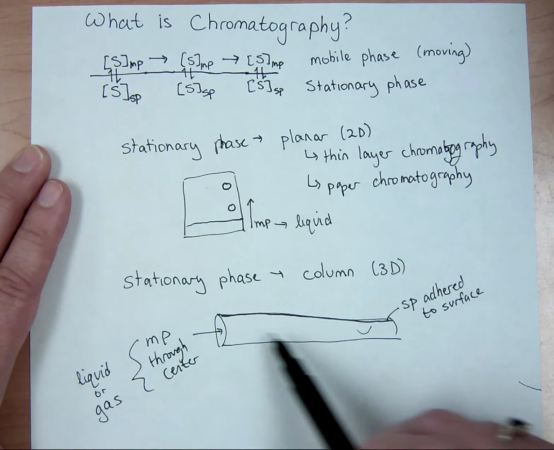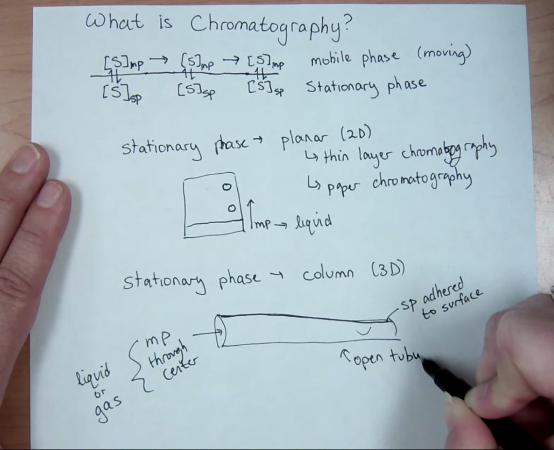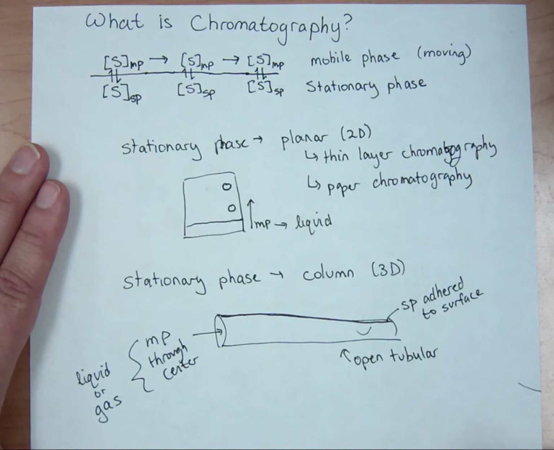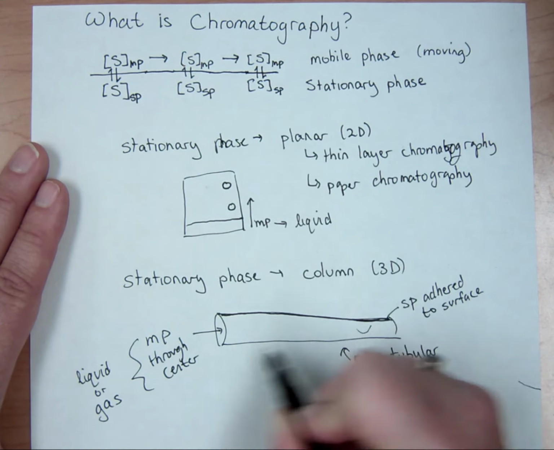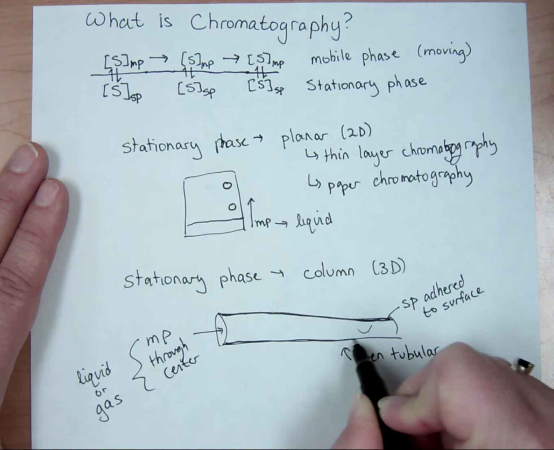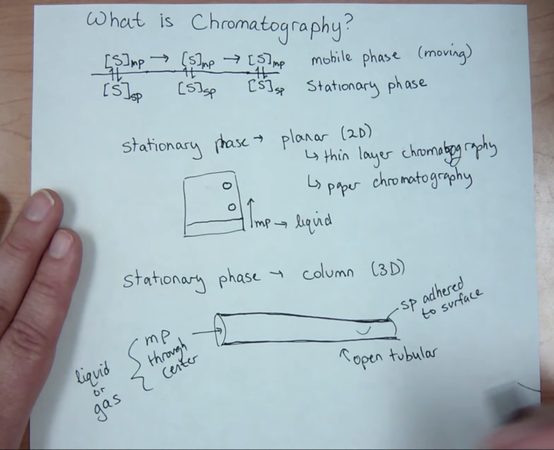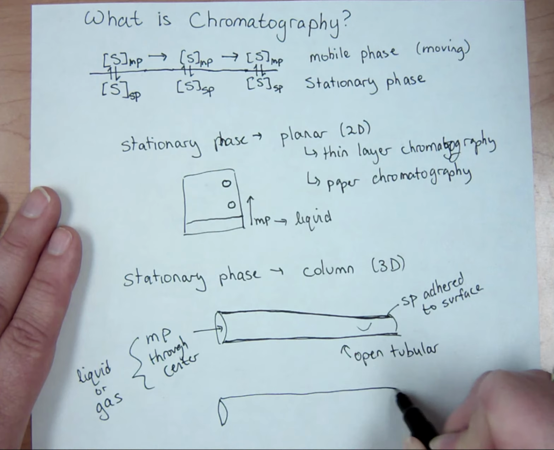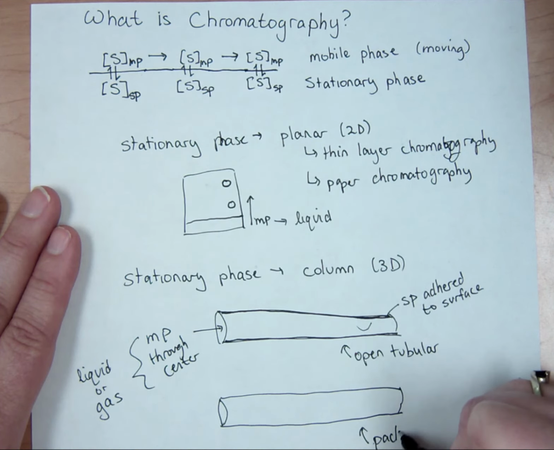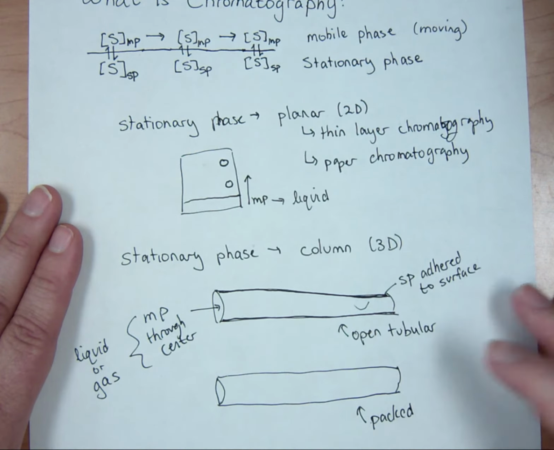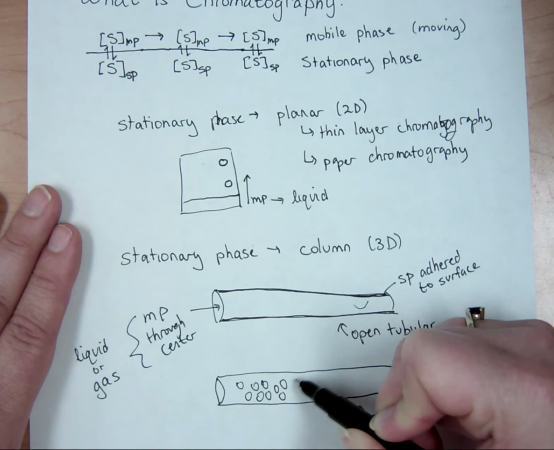Now I've drawn this as what we would call an open tubular column, where the tube itself, the column, is largely open, and you just have your stationary phase attached or adhered again to the kind of as a lining of the tube. But we can also have what we would call a packed column. And in this packed column, we have particulates. Okay? These particulates do not move.